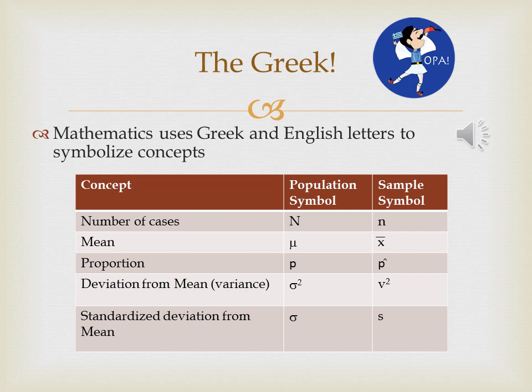Proportion, small letter p, indicates that it's the symbol for the population. A p with a little hat over it indicates that this is a statistic that's coming from the sample. Deviation from the mean, that would be a sigma with a squared, because that means variance, or an s with a square, which also means variance. Standard deviation from the mean would be the same thing, the sigmas and the s's without the squared.